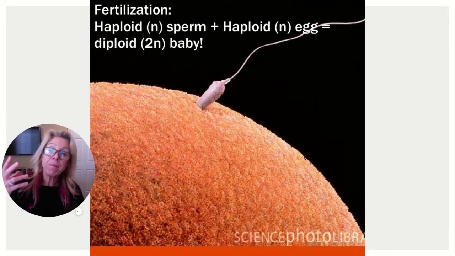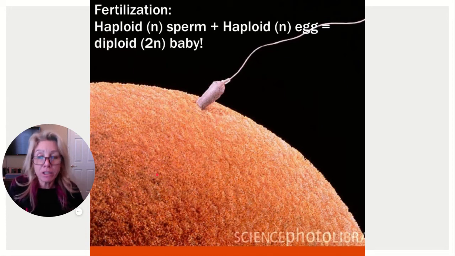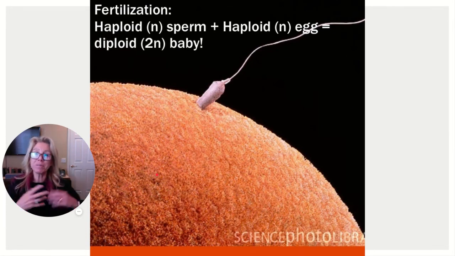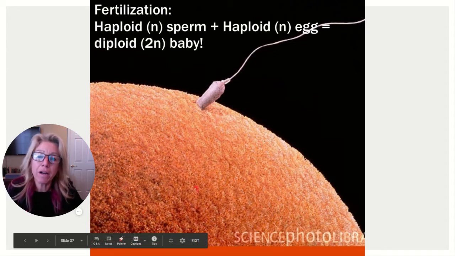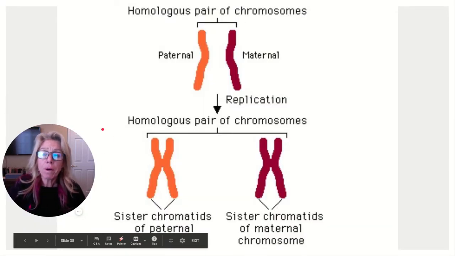Now, when that baby grows up, it will do that by mitosis. Remember, my arms, my legs, mitosis. And later in development, it will start to do meiosis, and then be able to form its own sperm or eggs. So we want to remind ourselves what homologous pairs are.